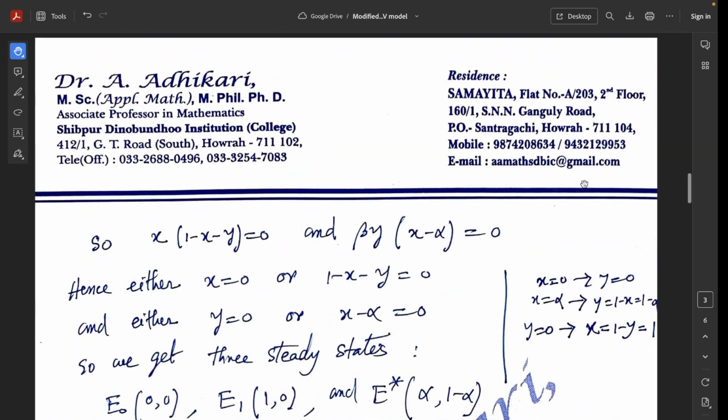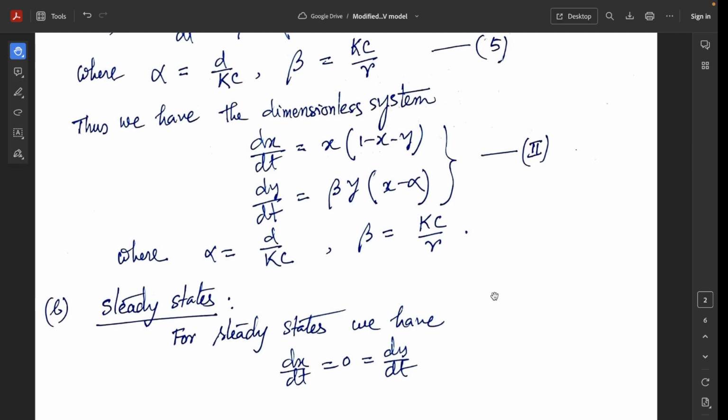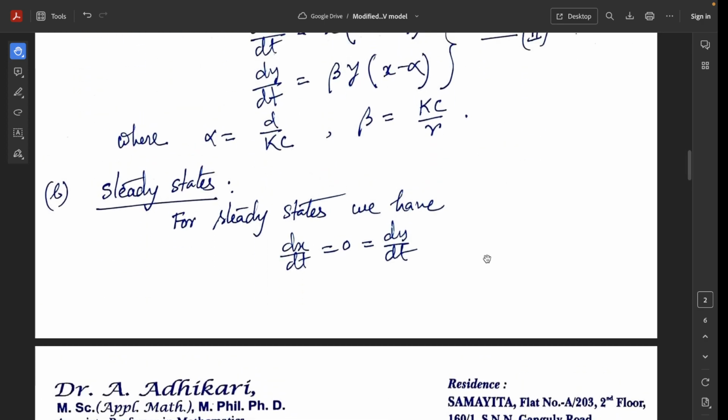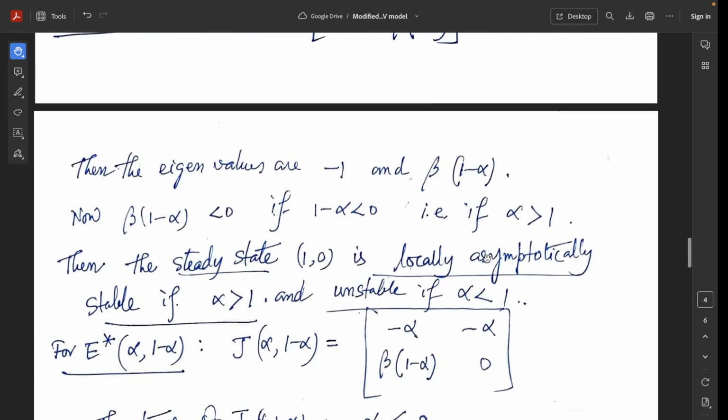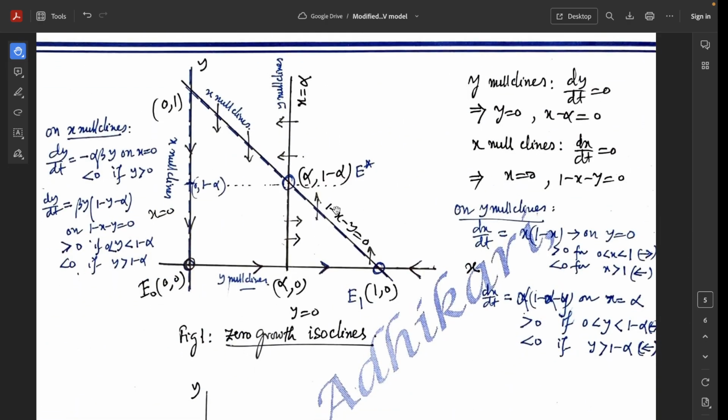is beta y times (x minus alpha). So dy dt equal to 0 means y equal to 0 and x minus alpha equal to 0. So on these lines, y equal to 0 and x equal to alpha, dy dt equal to 0. So on these lines, the vertical component of the velocity is 0. So y equal to 0 means the x-axis, and x equals alpha means this line.